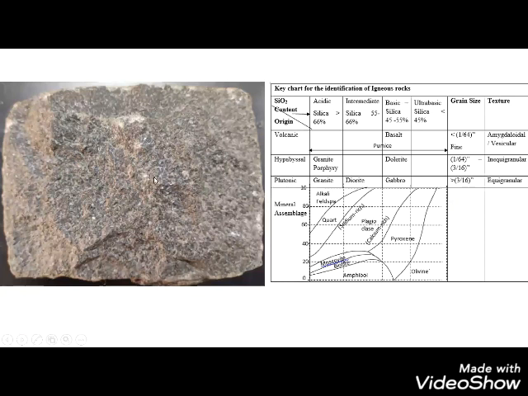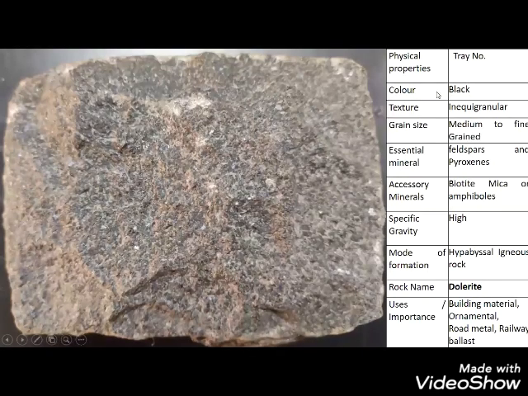It is a request. So speaking about color, what will you write? It is black. Texture, inequigranular. If you carefully observe, some of the minerals over here are bigger as compared to very, very small minerals. You can see a small mineral speck over here, embedded within. So inequigranular texture. Grain size, medium to fine.